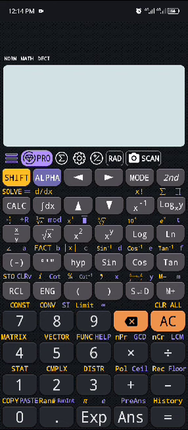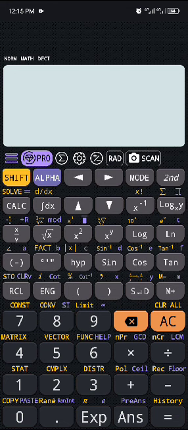Now when you've done that, you set your calculator in radian. I always prefer you to set your calculator in radian. How do you set your calculator in radian? Press shift mode 4. Remember that when you're done solving any question, always clear before you solve the next question. Don't forget that. Now let's go.